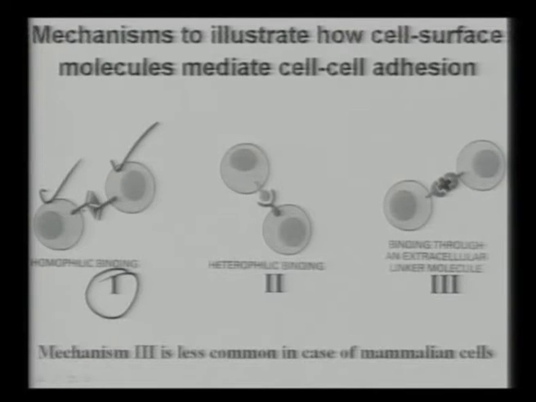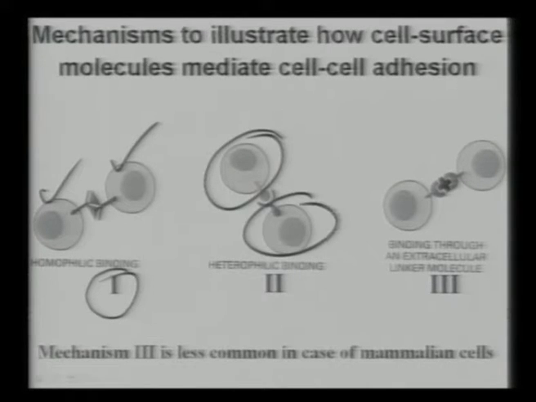The other is called heterophilic binding. Heterophilic means, again, two different cell lines, or it can be the same cell lines, and one type of protein molecule is coming. So if it is protein molecule type X from one cell and protein molecule type Y from the other, they form a bond here.